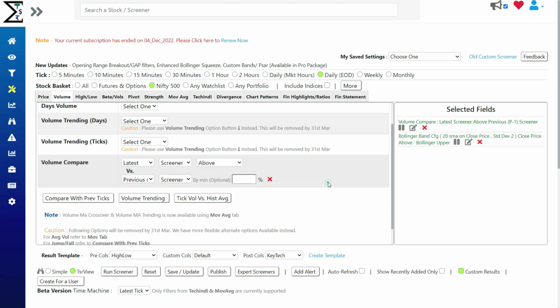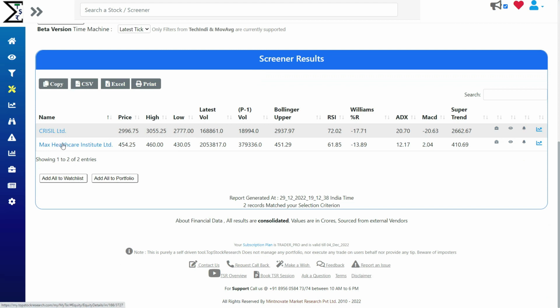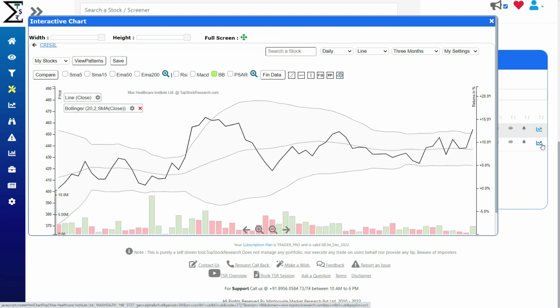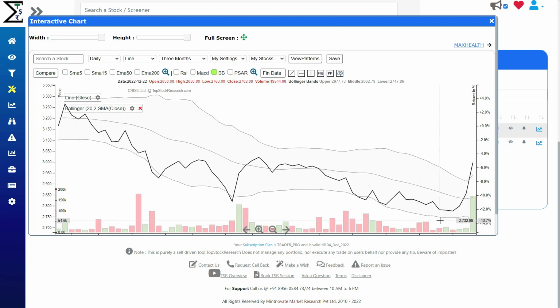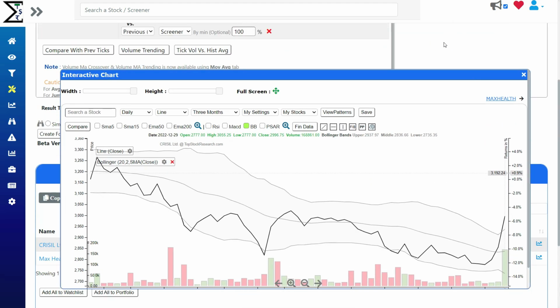Let me close this one. Latest volume above previous volume, by let's say 100%. So today's volume should be double the previous volume. When you look at it again, you see a new record coming here. This would be even better than the previous one because the volume is almost double the previous volume. Or you can put any number. In the screener, what I've said is greater than by 100%, and you can put any other number.